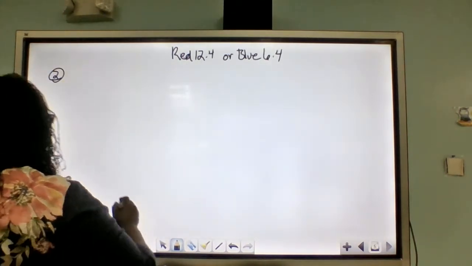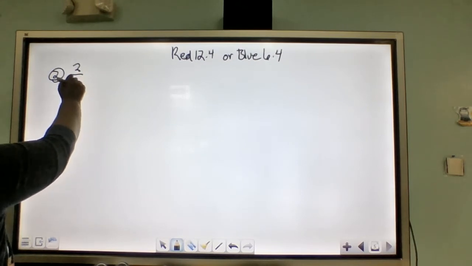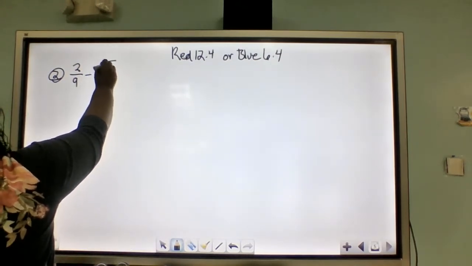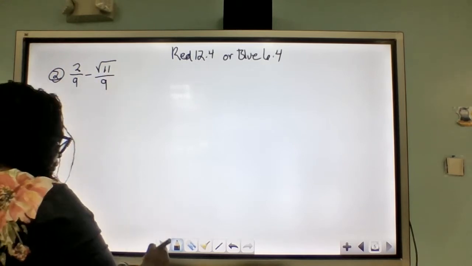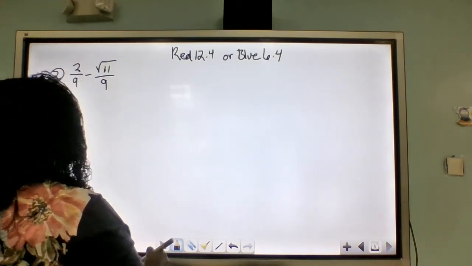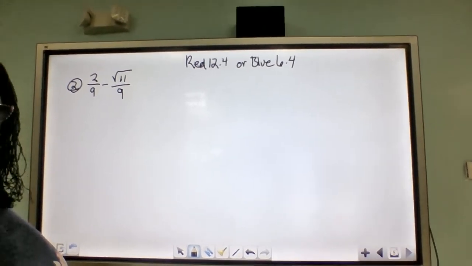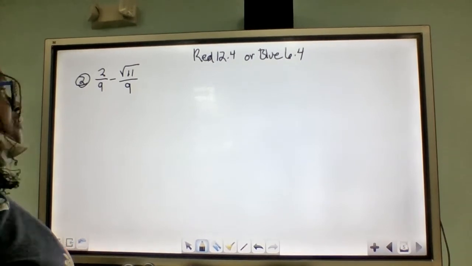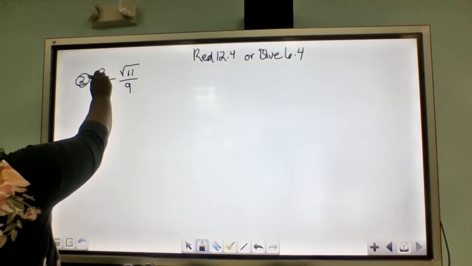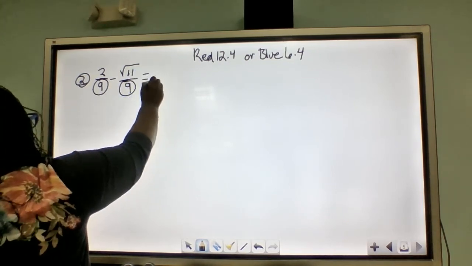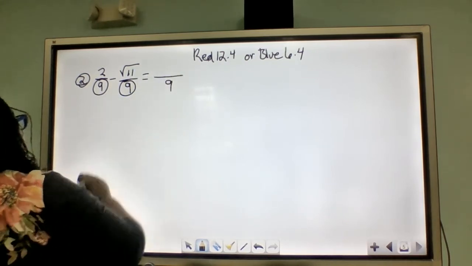we have 2 ninths minus the square root of 11 ninths, okay? We use the rules for adding fractions, where we recognize that in order to add fractions, the denominators must be the same. In this case, the denominators are the same. So we have a win-win there. So we have our denominator.